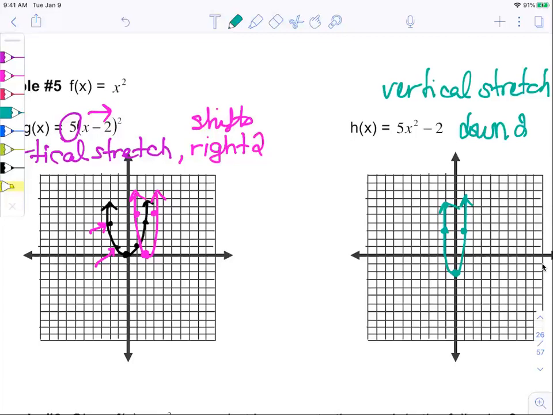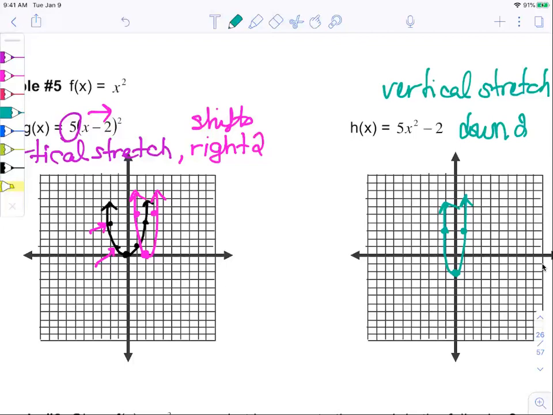Other questions? So if I'm looking at the shape of the graphs for part 1 versus part 2, they have that same vertical stretch. That part didn't change. Just the location of the graph changed because it shifted down instead of right.